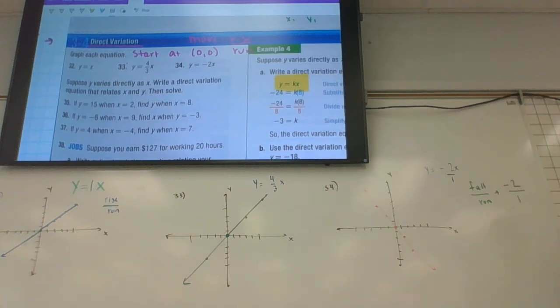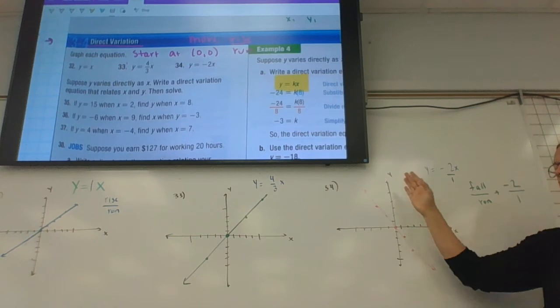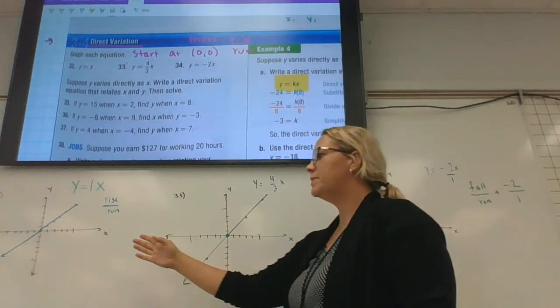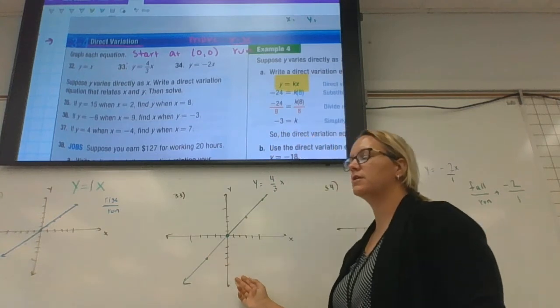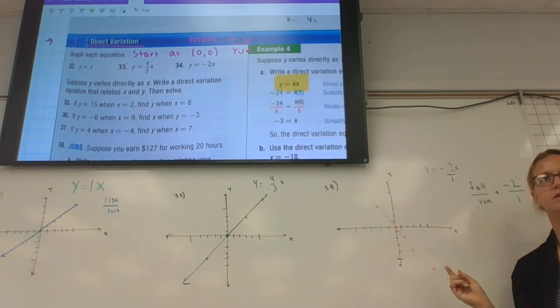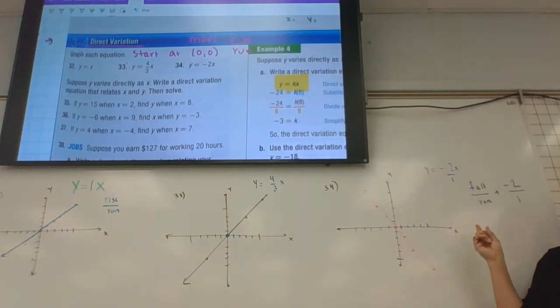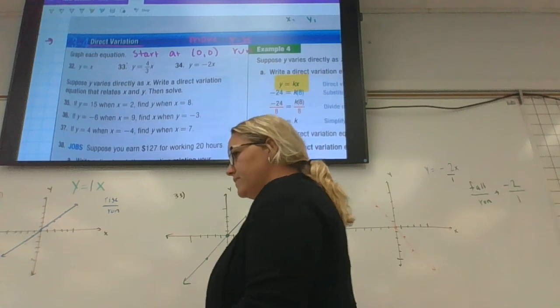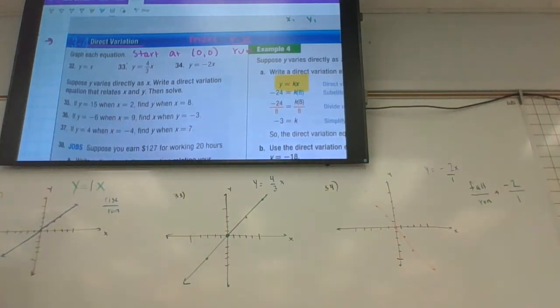So you should have a visual check. If the number's negative in the equation, the line should be going downhill. Uphill, uphill, downhill. If you have a negative rate of change, your line goes down. If it's a positive number, your line goes up. That should be a little check that you do.